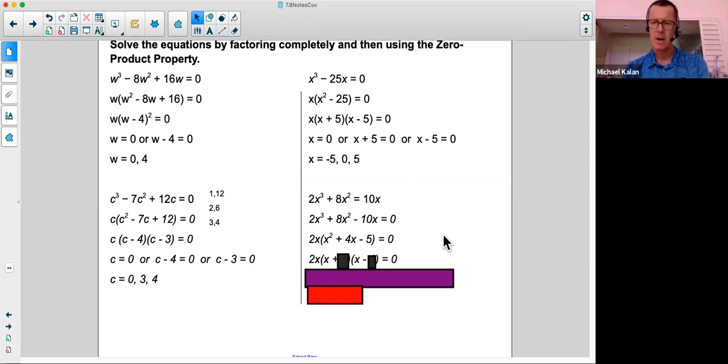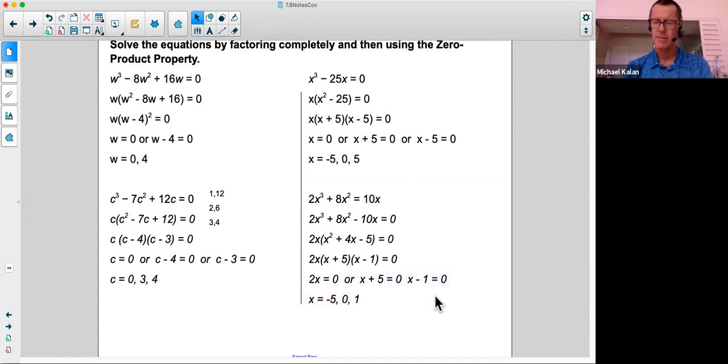How are we going to get a positive 4x? Well, probably by putting the 5 there and the 1 there. Yeah. Zero product property. x equals -5, 0, and 1.